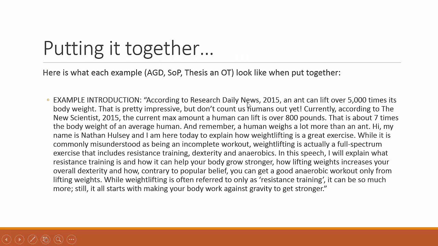We've got an introduction. So this is what the AGD, SOP, thesis, and OT look like when they're put together. According to Research Daily News 2015, an ant can lift over 5,000 times its body weight. That's pretty impressive, but don't count us humans out yet. Currently, according to the New Scientist 2015, the current max amount a human can lift is over 800 pounds. That's about 7 times the body weight of an average human. And remember, a human weighs a lot more than an ant.